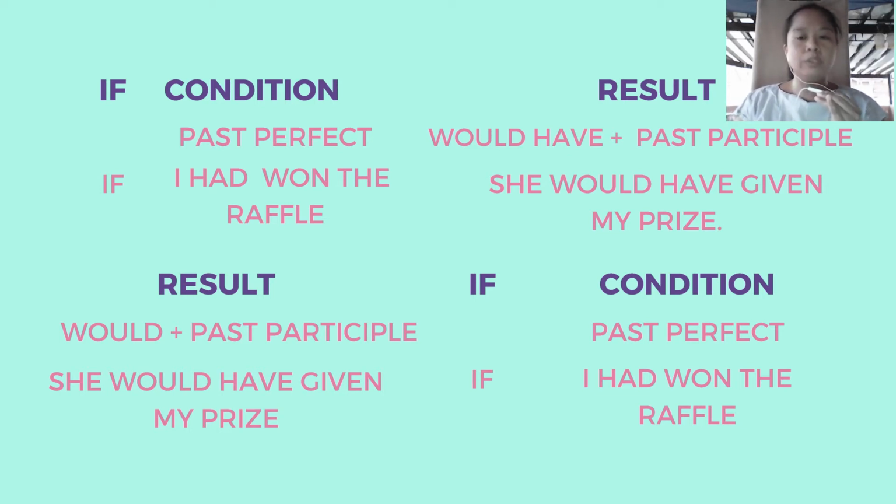You have your result, your if, and then your condition. Would plus past participle, and then your if, and then past perfect. She would have given my prize if I had won the raffle. So your would have given, and then your past perfect had won. Again, had is always constant, the same with would have, then past participle. Past participle is different from simple past tense.